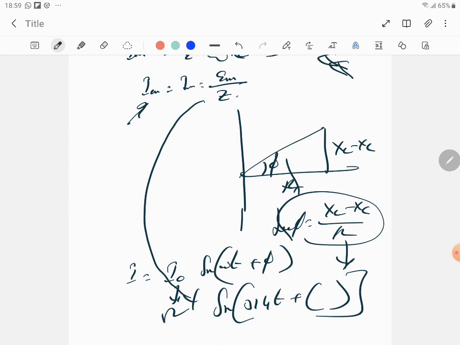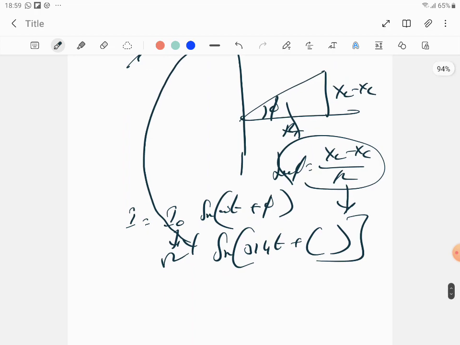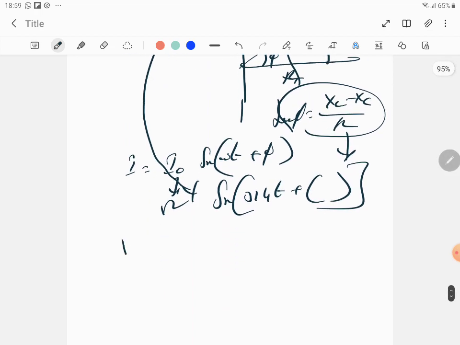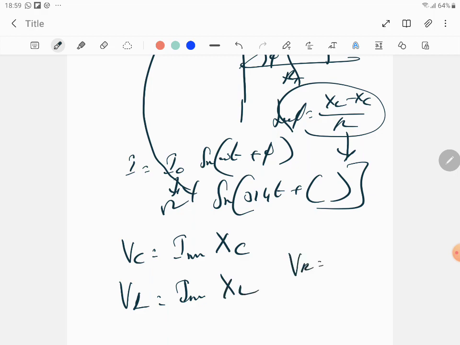What is the effective voltage across the capacitor? Effective means ERMS. Across the capacitor, the inductor, and the resistor, they're asking for individual voltages. The voltage across the capacitor is IRMS into XC. Voltage across the inductor will be IRMS into XL. Voltage across the resistor will be IRMS into R.